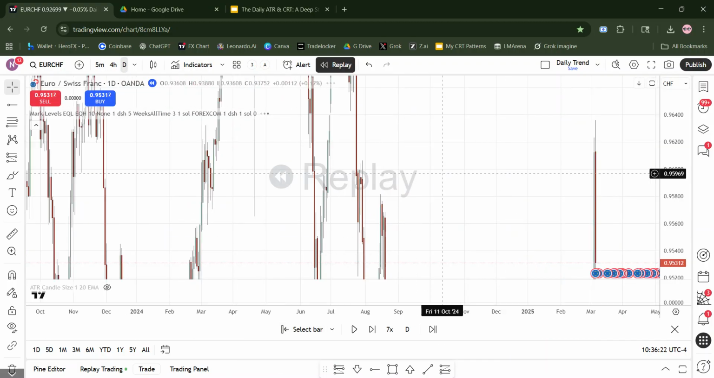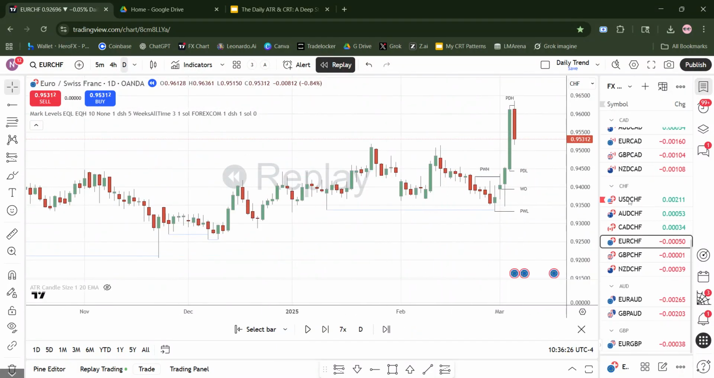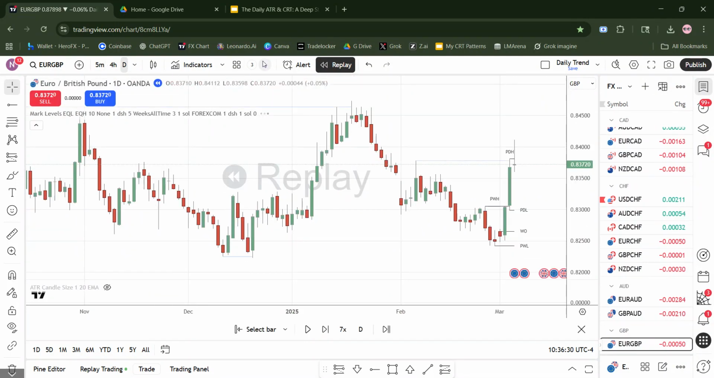I may have one. We may be in luck to see one play out right now in real time. I got a price alert for it, so I'll take a look. So let's see here. We'll go back to our ATR.